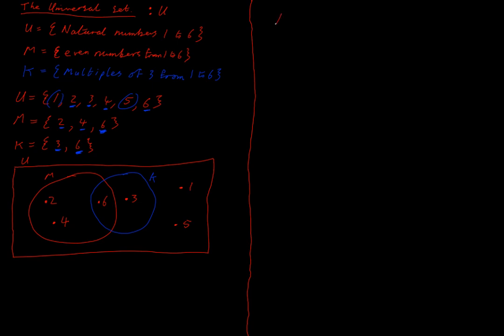So let's have a look at M union K. What's that going to mean? Well, a union is everybody coming together, so it's going to be everything in M and K. And it's best to read this off of the Venn diagram, because we, as always, only write our elements once, and we've already achieved that in our Venn diagram. So M union K is going to be 2, 4, 6 and 3.